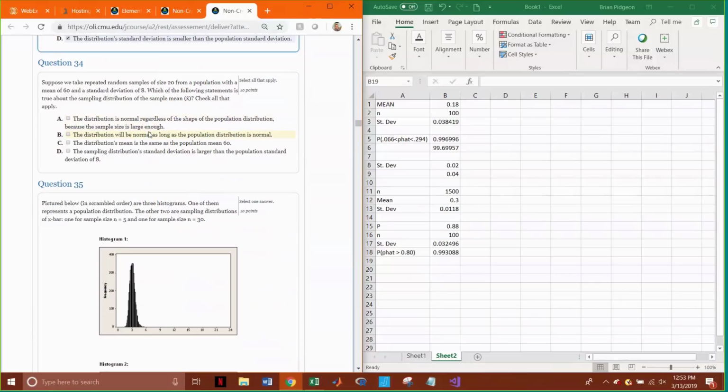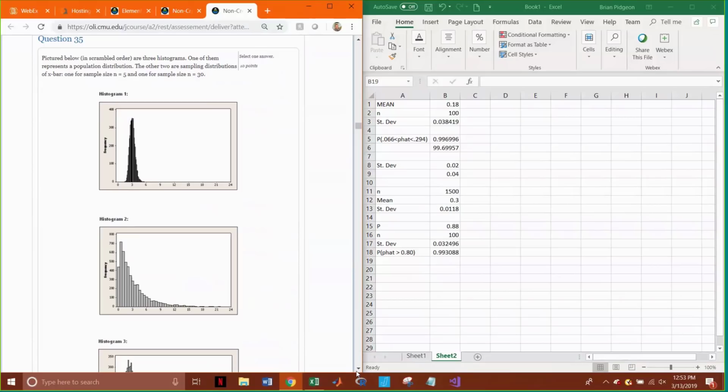The distribution will be normal as long as the population is normal. That's true. And the distribution's mean is the same as the population mean. That is also very true. And the sampling distribution standard deviation is larger than the population. That's not true. Sampling distributions always have a smaller standard deviation.